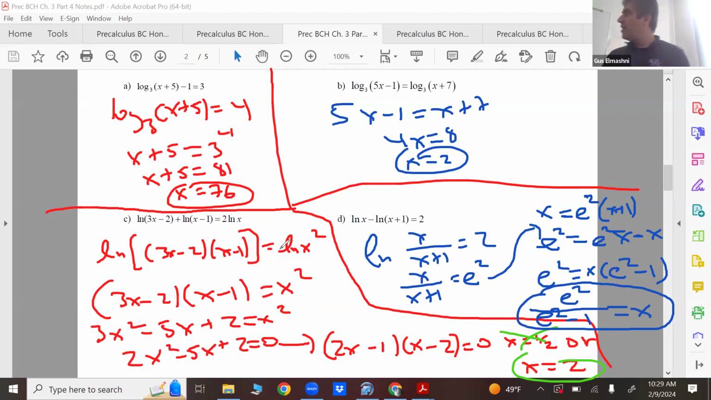Here we go, guys. So this one's easy. That's 2. These are super easy. For D, you have to use a quotient property, which is x over x plus 1. Then you raise it to the e power, to e squared. Then I cross multiply e squared times x plus 1. So that's all terms of x on one side, which would be e squared x minus x, and then you have negative e squared. Ooh, that's a negative right there.